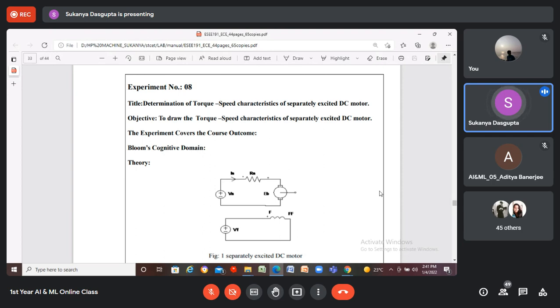All the constructional details, their characteristics, their performance, behaviors, everything will be discussed in the theory class. In laboratory class, we'll only learn how to perform this experiment, how to control the speed of a DC machine, how to draw the torque speed characteristic curve of a separately excited DC machine after the experiments, from the experimental results. Okay.